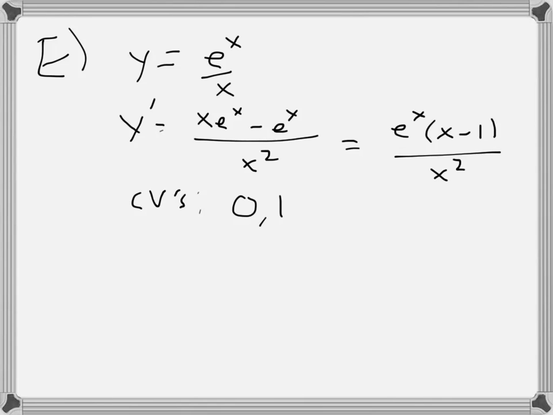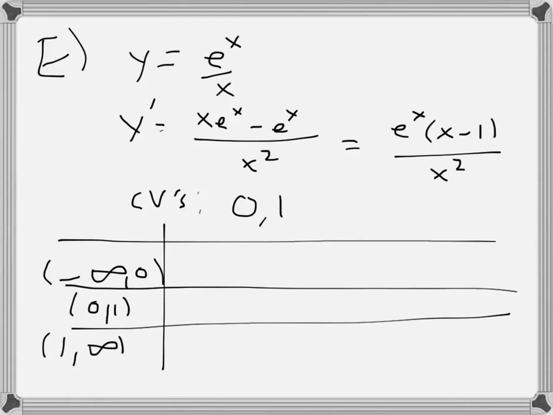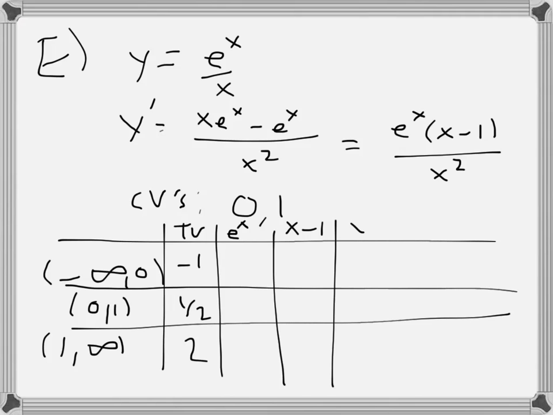So I make a sign chart, and I go from minus infinity to 0, 0 to 1, and 1 to infinity. So my test values, I'll use minus 1, a half, and 2. And I have 3 factors here, e to the x, x minus 1, and x squared. And that'll tell me the sign of f prime, and that'll tell me if f is increasing or decreasing.